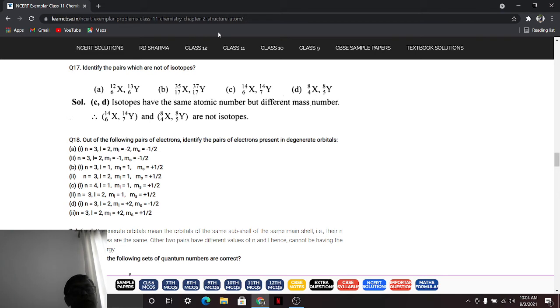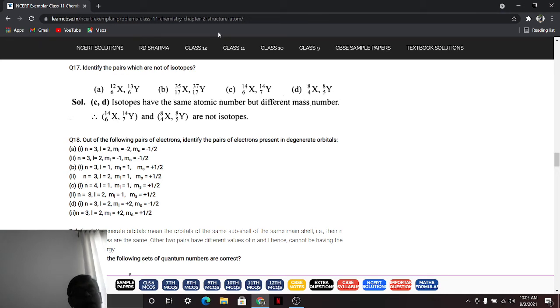ಆಕ್ಚುಲಿ correct answer is, identify the pairs of electrons present in the degenerate orbitals ಹುಡುಕ್ಬೇಕಲ್ವ ನಾವೀಗ. A ನೋಡ್ಕೊಳ್ಳಿ, n is equal to 3, l is equal to 2, ml is equal to -2, ms is equal to -half ಅಂತ ಇದೆ. ಅದರಲ್ಲಿ ಸೆಕೆಂಡ್ n is equal to 3, l is equal to 2, ml is equal to -half, ms is equal to -half ಅಂತ ಇದೆ ಇಲ್ಲಿ.